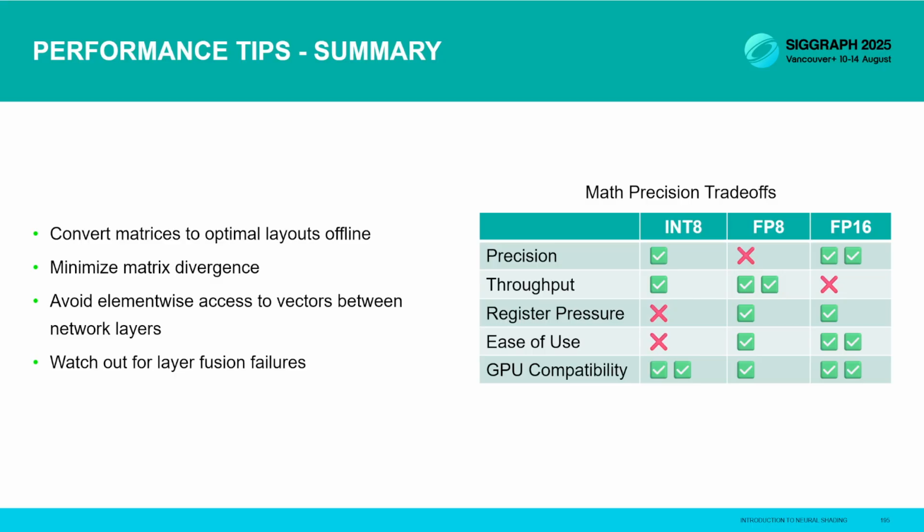I would like to end this section with a high-level summary of the performance tips. First, use the matrix layout conversion APIs to make sure that the matrices are in the right layouts before doing inference or training. Second, structure the workload to minimize matrix divergence. Third, avoid element-wise access to vectors between MLP layers by using vector intrinsics and vector load and store functions. Fourth and final, keep in mind that layer fusion is a fragile thing and it might fail. On the right of the slide is a summary table comparing the math precision options in a qualitative way to help you decide which one to use.